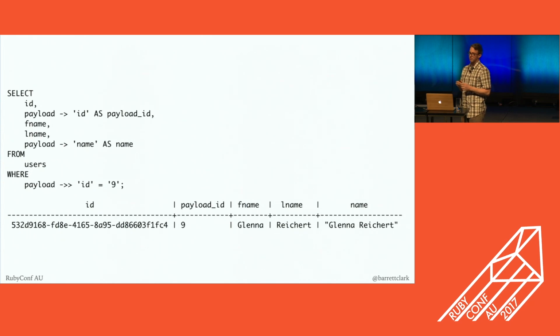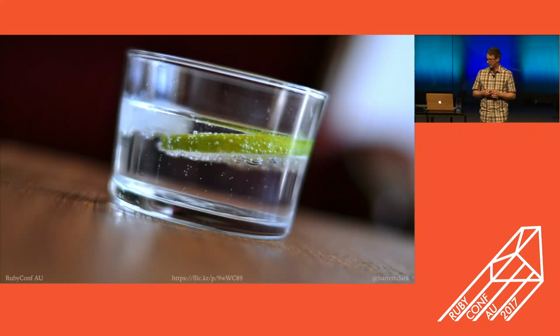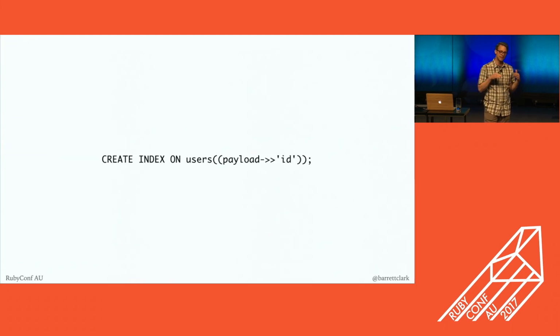We can run queries that pick elements out and filter by elements of the JSON field. So here, given the payload field, I'm picking out an ID and a name, and I'm filtering for a specific ID. We can index the JSONB fields using a GIN index. We can also index data inside the JSON field, which is pretty nice.